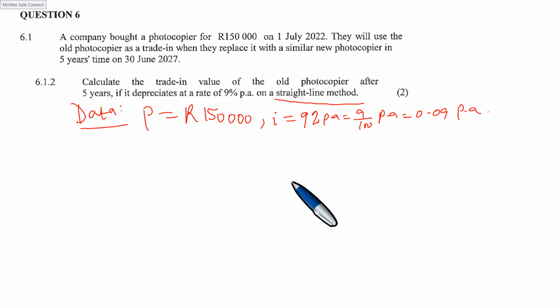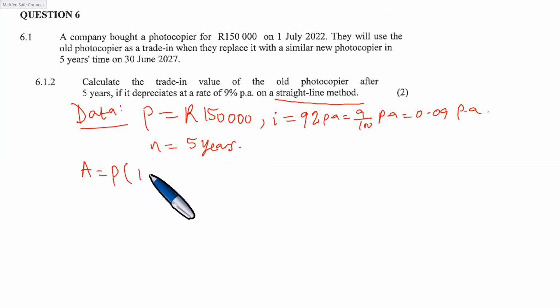So in the end, N is 5 years. Which means we have the straight line method, depreciation according to the straight line method. It means that we're just going to use simple interest. This one is simple interest, and we're looking at the straight line method, also called the simple interest depreciation method.